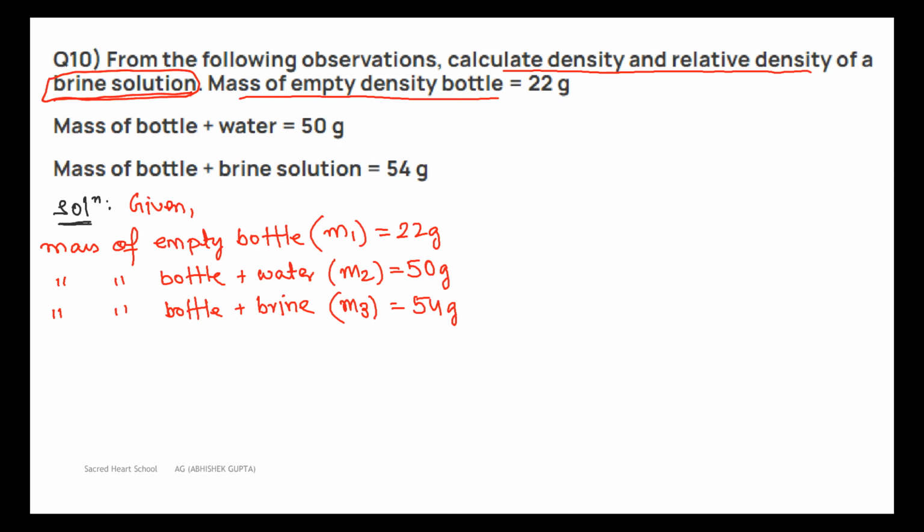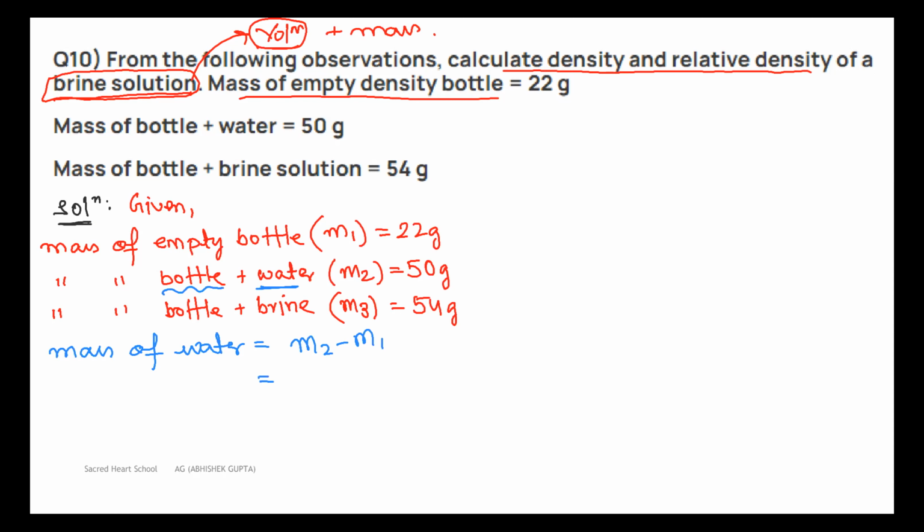Now we have to calculate the density of brine solution. In order to calculate the density of brine solution, we need two things: volume of brine solution and mass of brine solution. Volume of brine solution will be the same as the volume of the bottle, because where is the brine solution kept? It is kept inside the bottle. Whatever is the volume of the bottle, same will be the volume of the brine solution. Let's do it. For that, we'll calculate water first. Mass of water will be how much? Can I say M2 minus M1? Because M2 is bottle plus water. If I subtract bottle, then I get water.